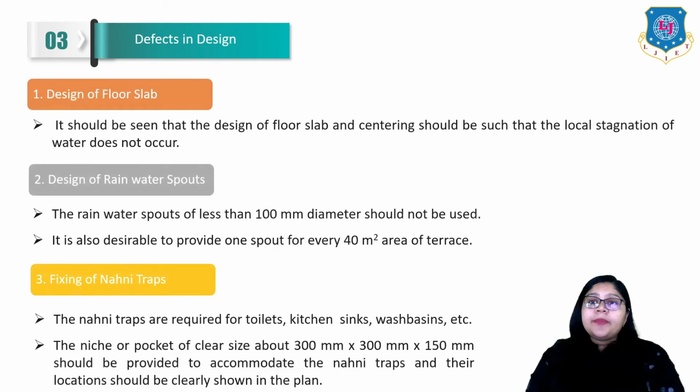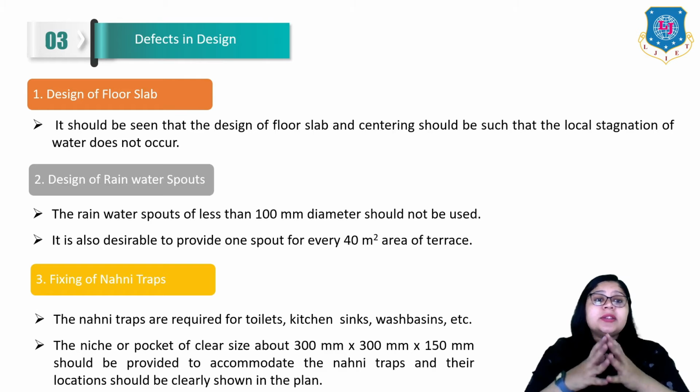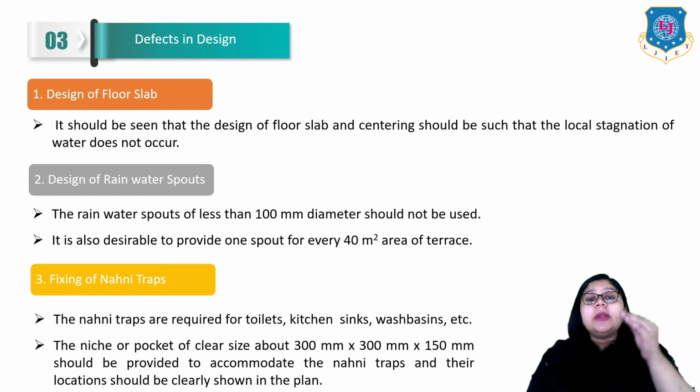So let us start with the first one, which is design of floor slab. It should be seen that the design of floor slab and centering should be such that the local stagnation of water does not occur. Second is the design of rainwater spouts. It means rainwater spouts of less than 100 mm diameter should not be used. It is also desirable to provide one spout for every 40 square meter area of terrace.